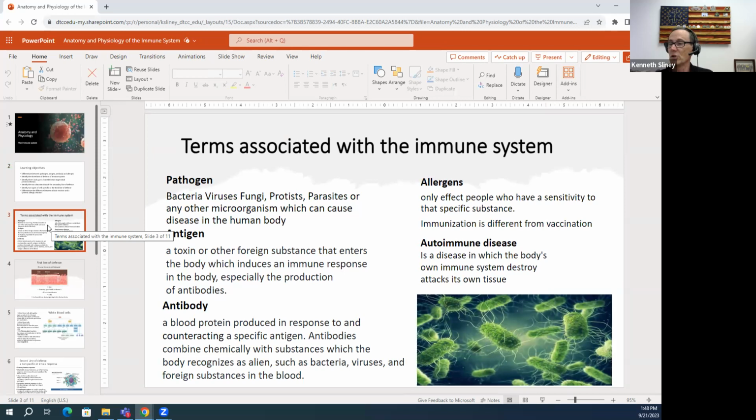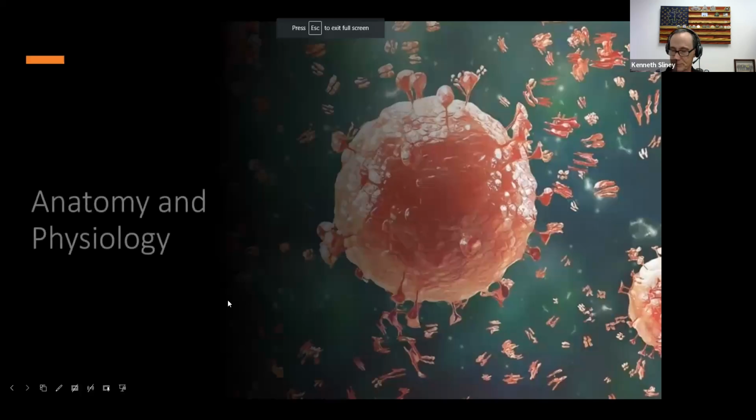So first, I want to just start with some terminology. These are things that you will need to know as a paramedic. A pathogen. A pathogen is a bacteria, virus, or fungi, or any other microorganism that can cause disease in the human body.